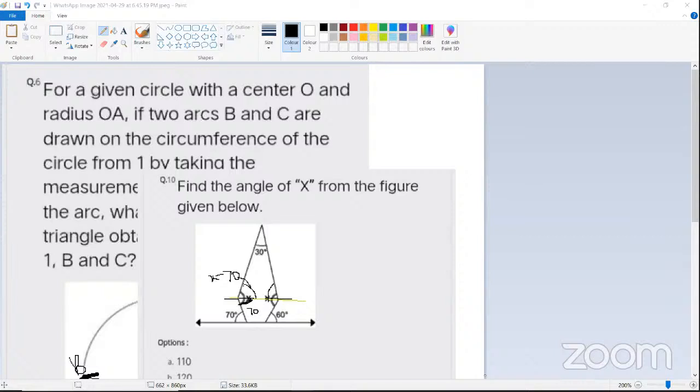Any doubt in this? No doubt? Okay. Which of the following may not be generated by revolving a planar surface along its axis? What do you guys think? The answer is given.